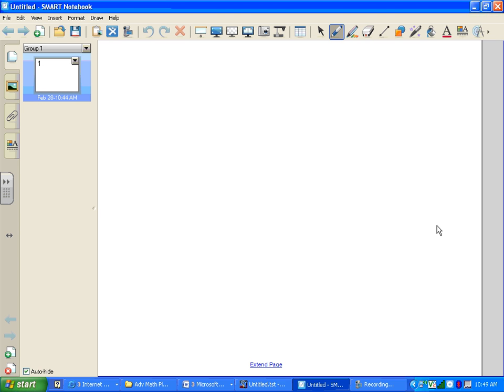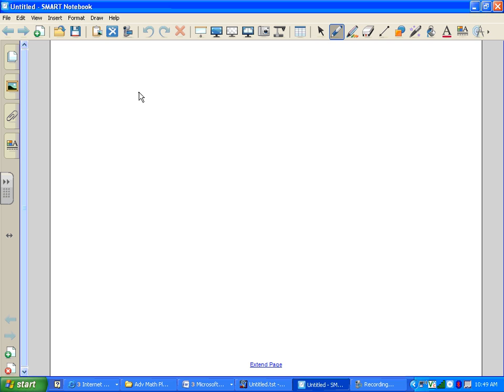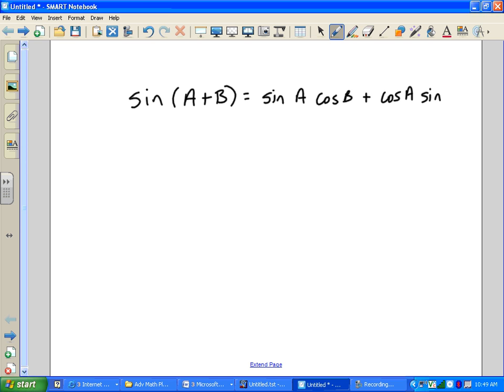Now, they're written differently on your reference sheet from your textbook. There are 6 of them here. I'm not going to write all of them down, but they have, like, sine of A plus B is equal to sine A cosine B plus cosine A sine B.